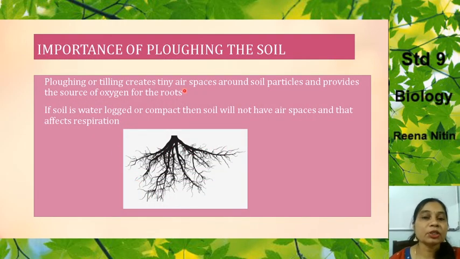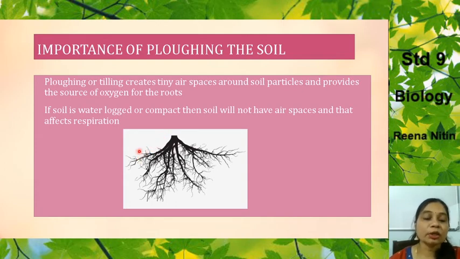Okay, now the importance of plowing in the soil. Why does a farmer have to plow the soil, or how does plowing increase the fertility of the soil? That is because of respiration also. Plowing or tilling creates tiny air spaces. So there is air space between the roots. And when the farmer plows or tills the soil, he is aerating the soil.